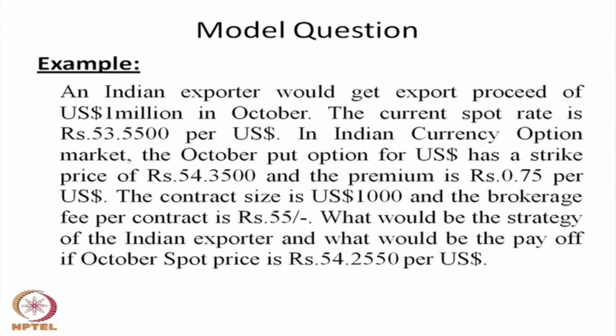The put option of October month in the Indian options market is 54.35, and the premium per option is 75 paisa per dollar. Contract size is $1000, and the brokerage fee per contract is 55 rupees. What will be the strategy for the Indian exporter, and what will be the payoff if the October spot market is 54.25? How to solve the problem? You have to go for the October put option, strike price 54.35.